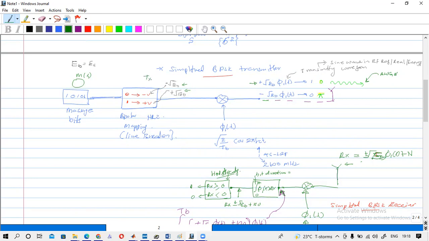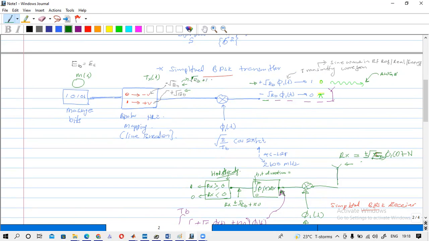Let's say that Tx is the transmitted symbol. So we will have some transmitted symbol, and in simulation we select this root Eb to be 1. So root Eb is equal to 1.